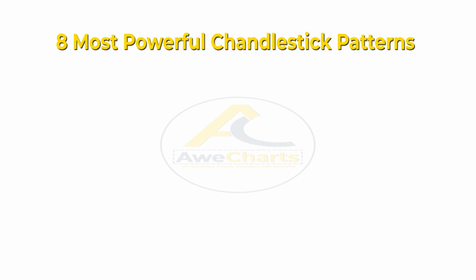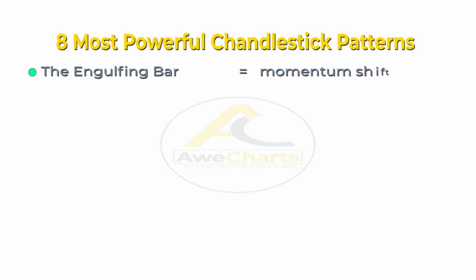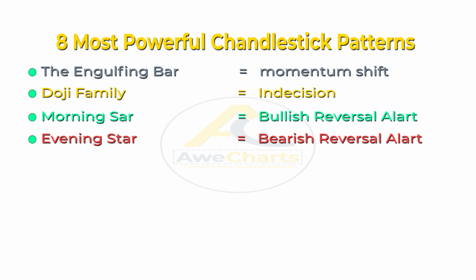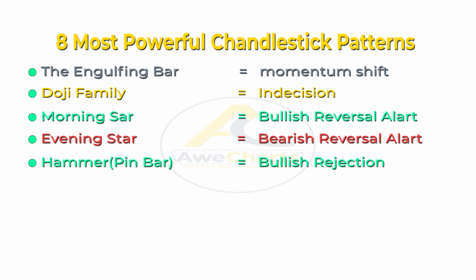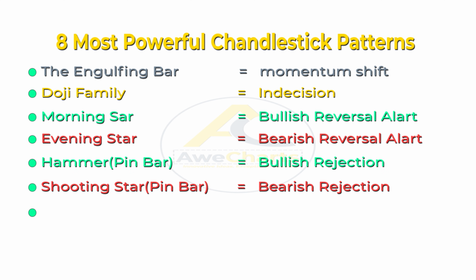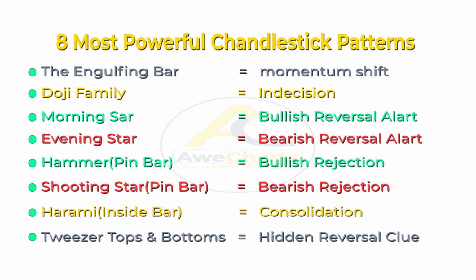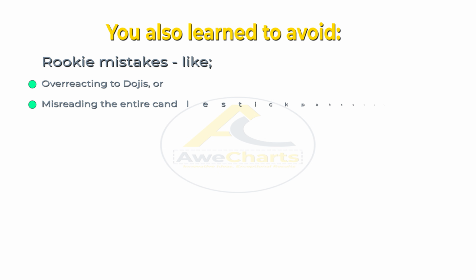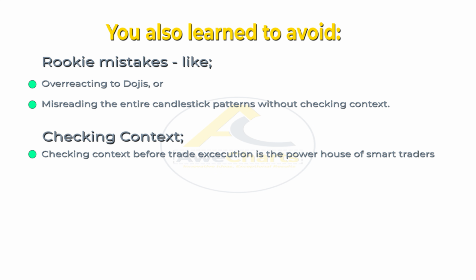Quick recap. Here are the candlestick patterns you now know. Engulfing bar, which means momentum shift. Doji family, which means indecision. Morning star, bullish reversal alert. Evening star, bearish reversal alert. Hammer, bullish rejection. Shooting star, bearish rejection. Harami or inside bar, consolidation. Tweezer tops and bottoms, hidden reversal clue. You also learned to avoid rookie mistakes, like overreacting to dojis or misreading the entire candlestick without checking context. Checking context before trade execution is the powerhouse of smart traders. Candlestick patterns are just for confirmation.